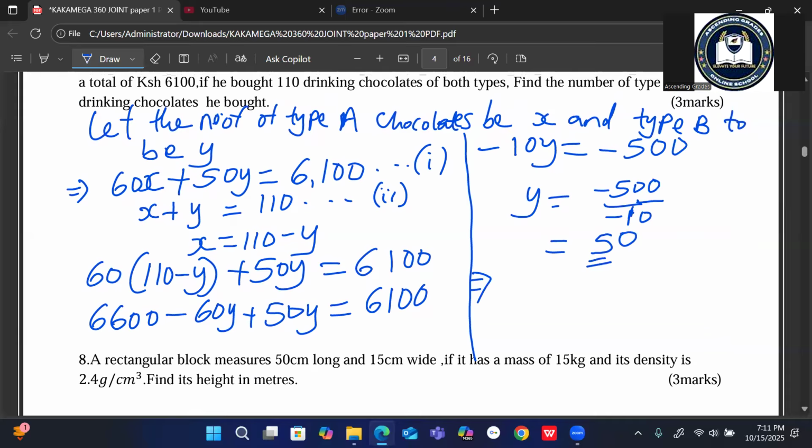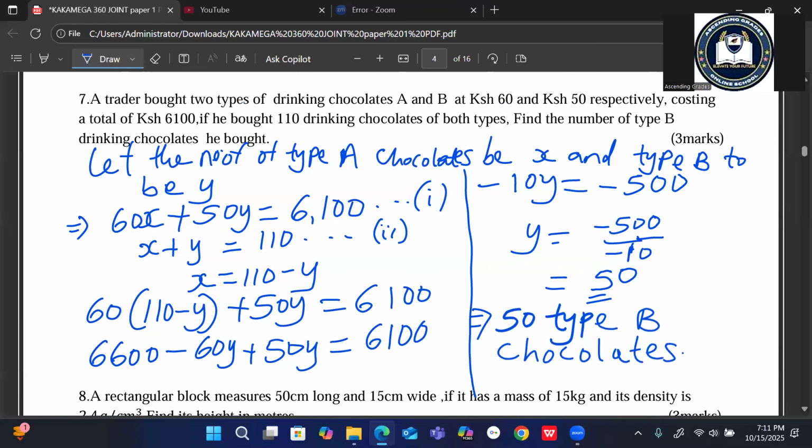Since we let the number of type A chocolates be X and type B to be Y, type B was 50. The question was asking to find the number of type B drinking chocolates he bought. So he bought 50 type B chocolates.